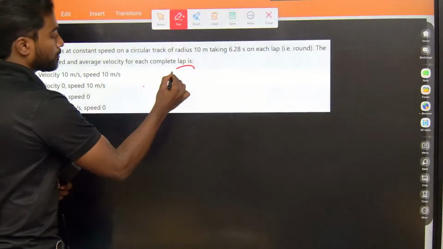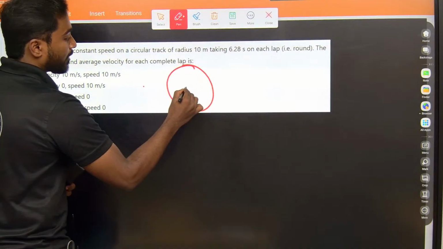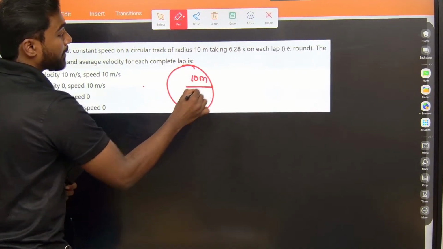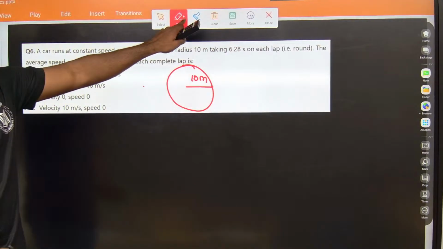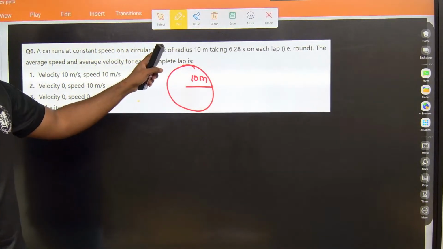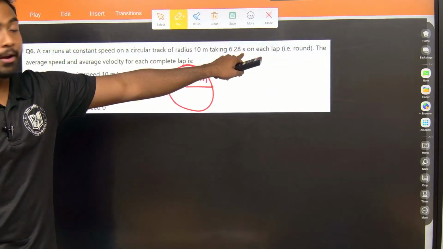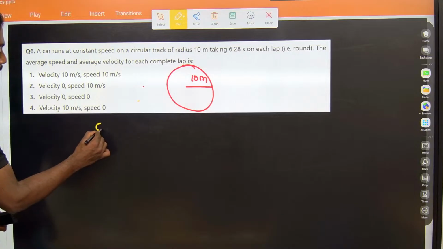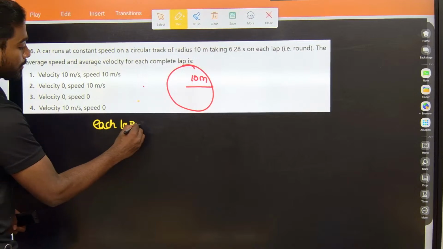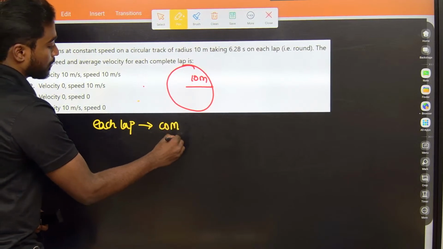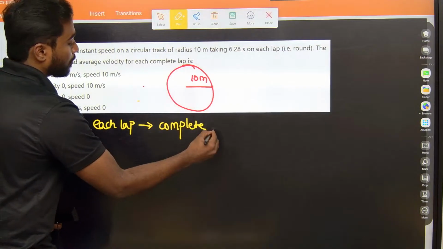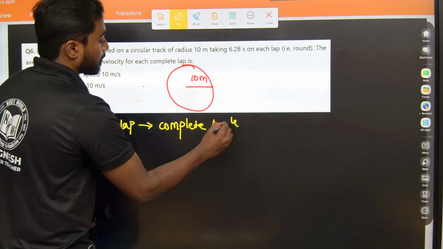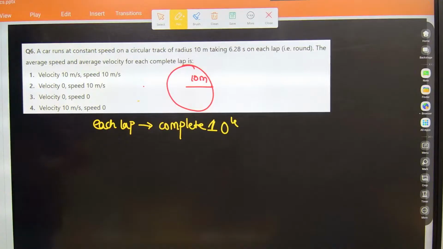So a circle, which is having a radius of 10 meter. Now what they are saying, track of 10 meter, taking 6.28 seconds on each lap. Each lap in the sense completing one complete circle. The average speed and average velocity they are asking.